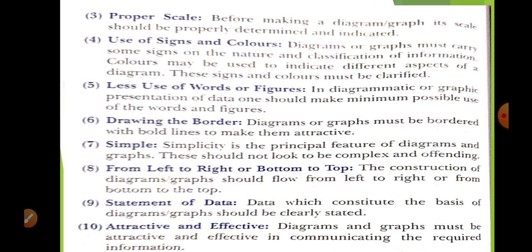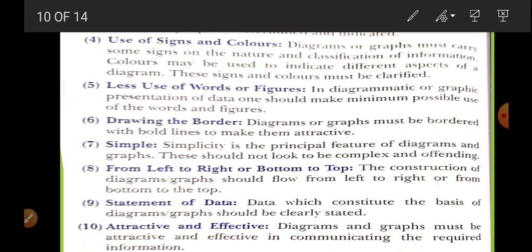If you are going to represent too many items, then you can take a small scale, but if there are few items you can take a broader one. Use signs and colors to make the differentiation when we are drawing two, three or more variables together. Use fewer words and figures, because if we use more figures and data, it becomes complex.